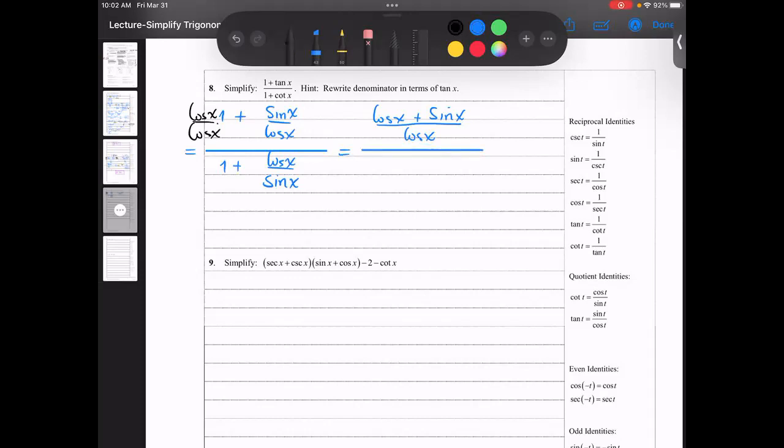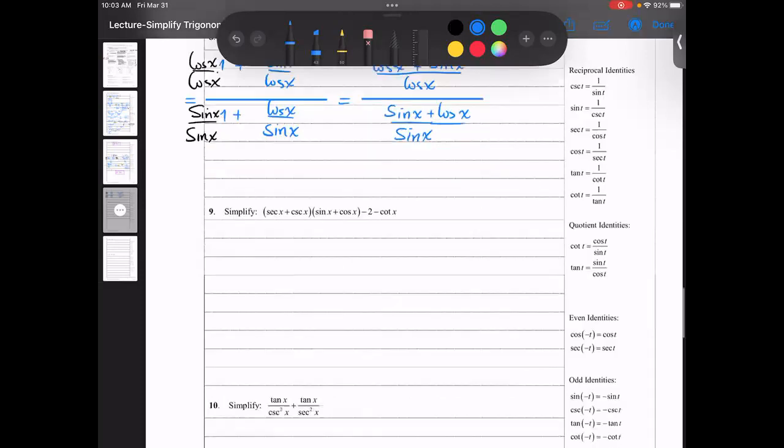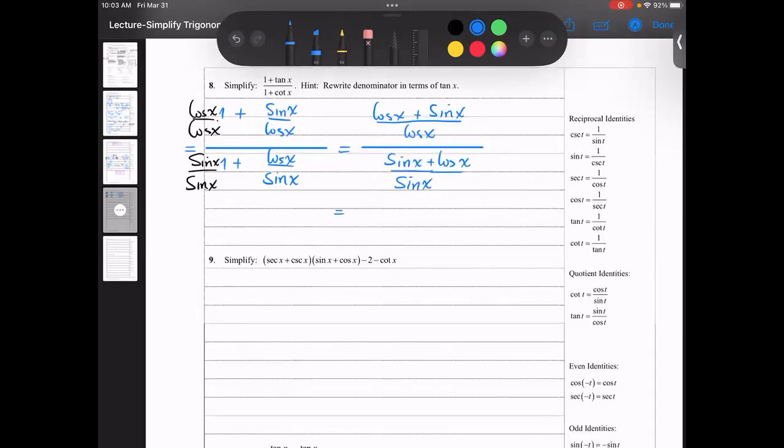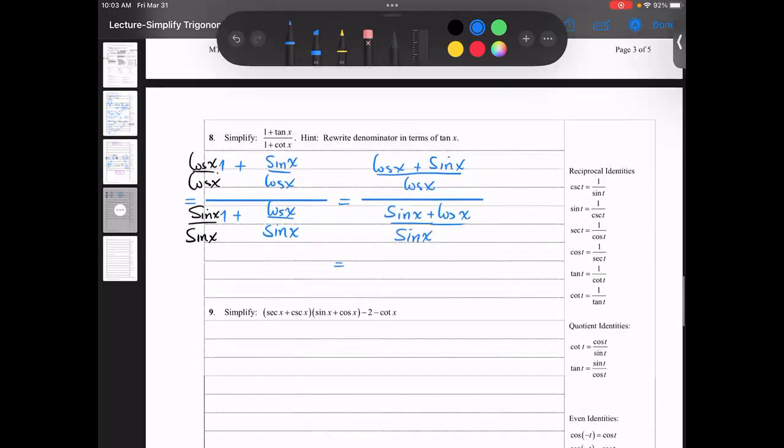Same thing. You need to make it into a common denominator. So sine x divided by sine x. Basically multiply by 1 again. Now you have a common denominator, which is sine x. All you do is add the top: sine x plus cosine x. You have one fraction on the top, one fraction on the bottom. Now you can flip and multiply, right? It has to be one fraction.